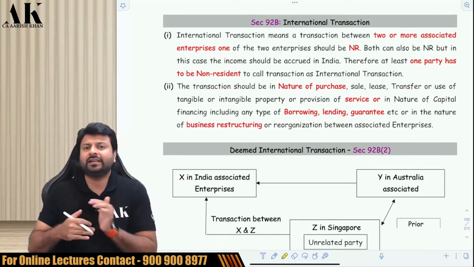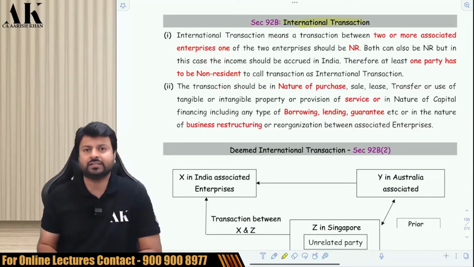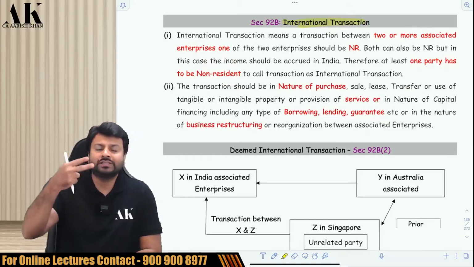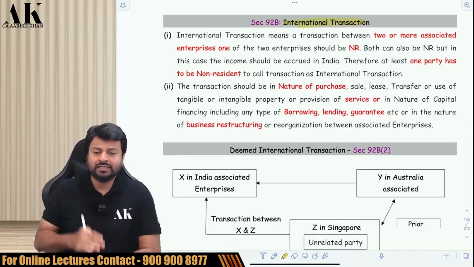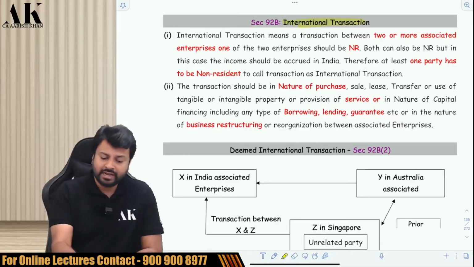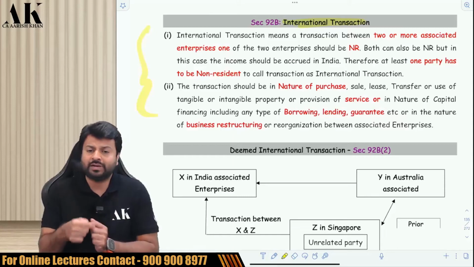Now to make a transaction covered under transfer pricing, the transaction has to be what? An international transaction also, and therefore there are two subsections of international transaction. One is a normal international transaction, another is a deemed international transaction. Let's talk about the normal international transaction first. When will a transaction become a normal international transaction?